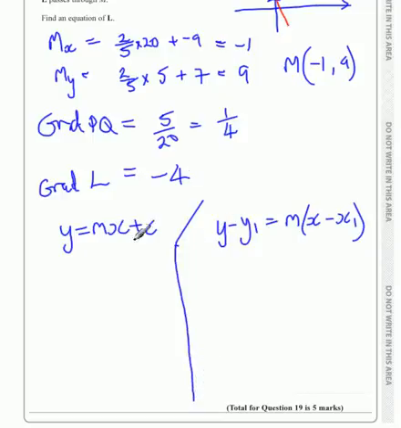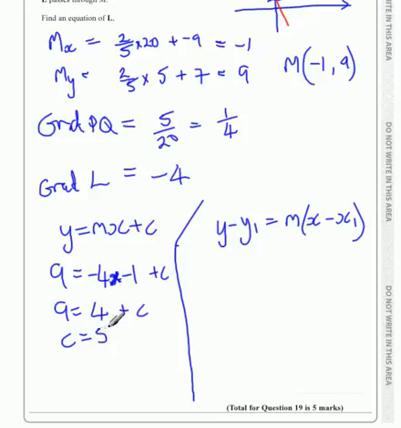So subbing the values into this one, our y value is the y value of the coordinate, which is 9. m is -4 times by x, which is our -1 here, so we're timesing by -1, plus c. And c is what we're trying to work out. So simplifying this, -4 times -1 is 4 plus c. That gives us c equals 5, taking off the 4. So what we get is the equation is y equals -4x plus 5.